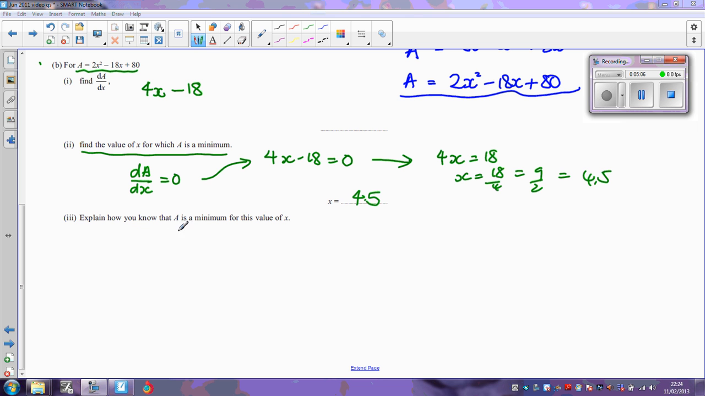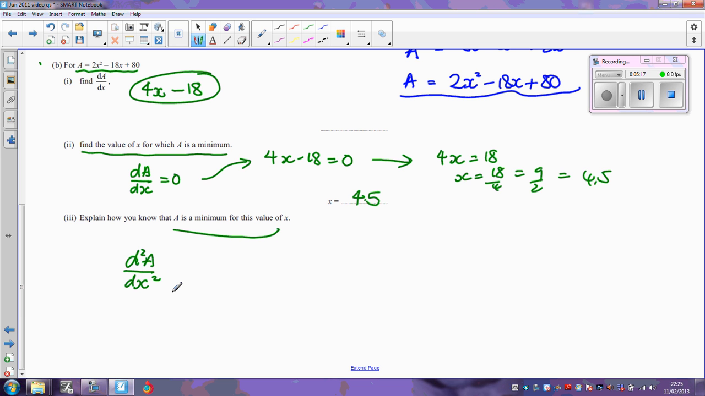There are two different ways to prove that A is a minimum for this value of x. One of the ways is to differentiate again and find d2A by dx squared. Well, for our 4x minus 18, if we differentiate again, we get 4. Now remember, if your second derivative is positive, and in this case that's what we've got, that would imply that what you've actually got is a minimum. So that would be one proof.